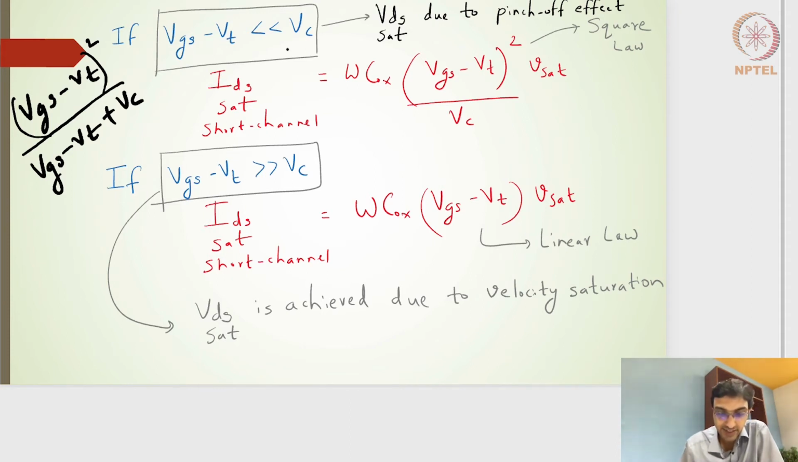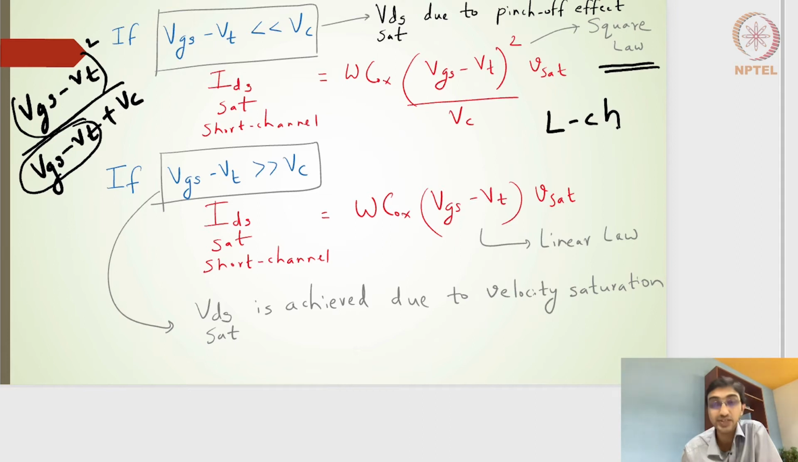So if VGS minus VT is very, very much smaller than VC, right, I can actually ignore this particular term, so what is left in the denominator is only VC. So I will get WC oxide velocity saturation multiplied by VGS minus VT, the whole square, divided by VC. Now, again, this is nothing but a square law. The current expression is a function of the square of VGS minus VT, and this turns out to be very, very similar to our long channel saturation current.